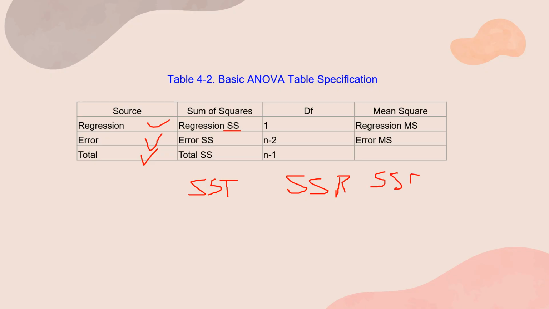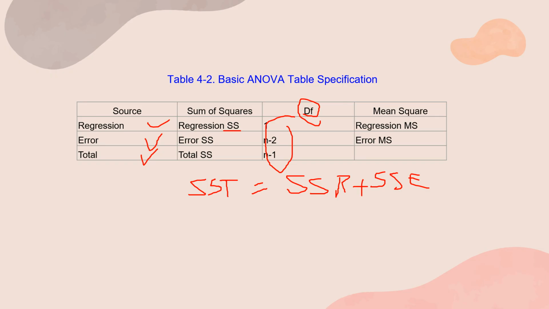Can anyone look at the table right here and tell me the formula? This is the degree of freedom. What's 1 plus n minus 2? 1 plus n minus 2 is n minus 1, right? So the formula is this one. Please do remember that.